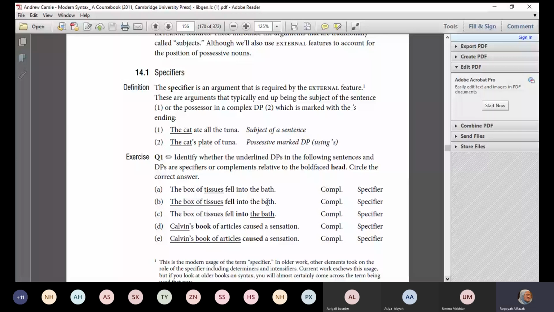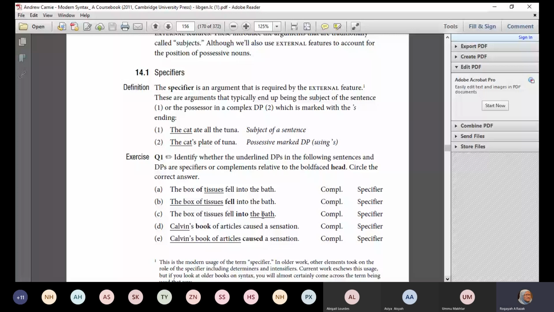The box of tissues fell into the bath. So the underline is the box of tissues. This is the subject, and the subject is a specifier again. Just remember, subject, external argument, is a specifier. And then C: fell into the bath. This is a constituent, a preposition phrase, into the bath. So into is the head, the bath is the complement.